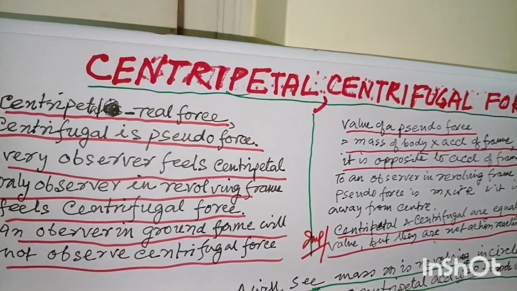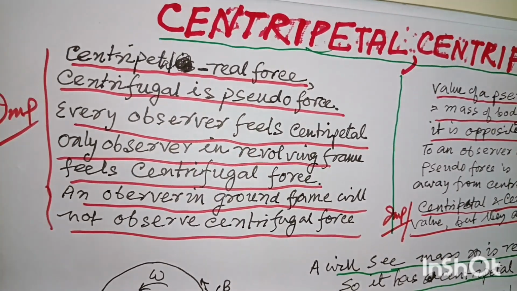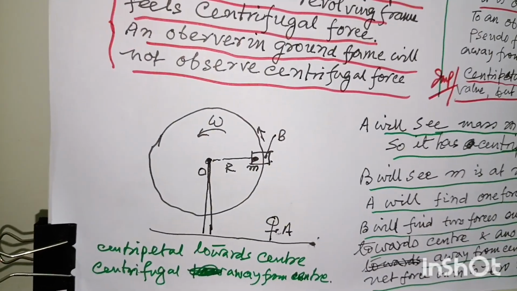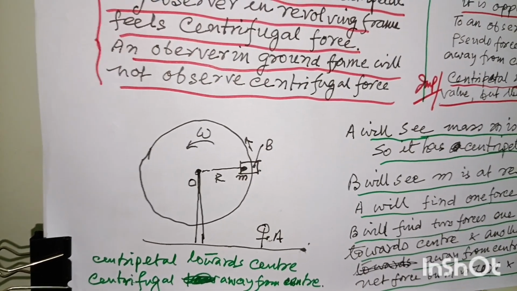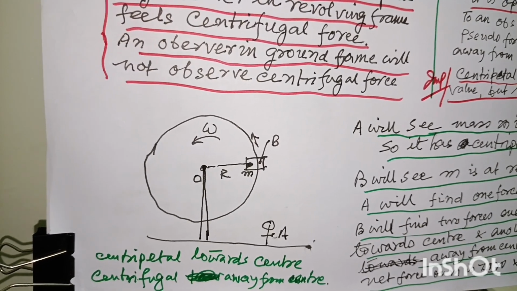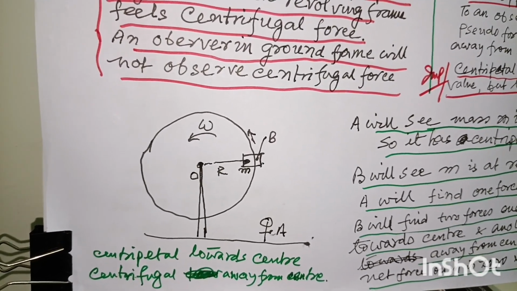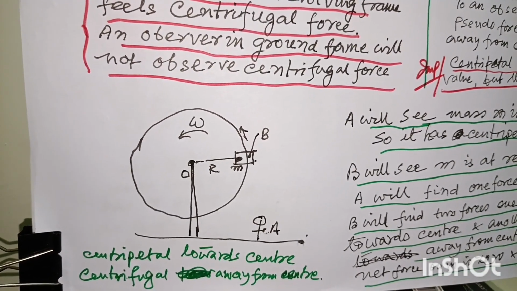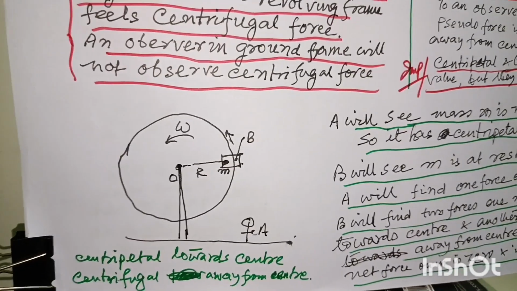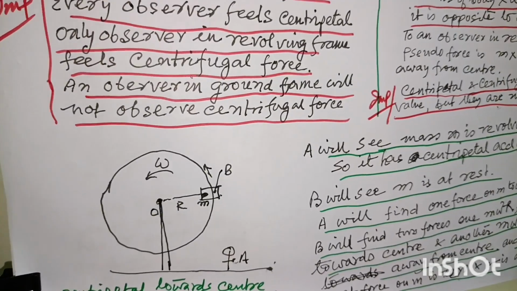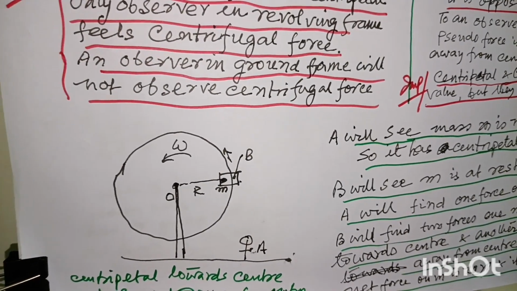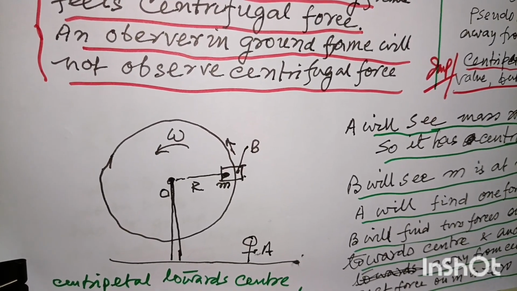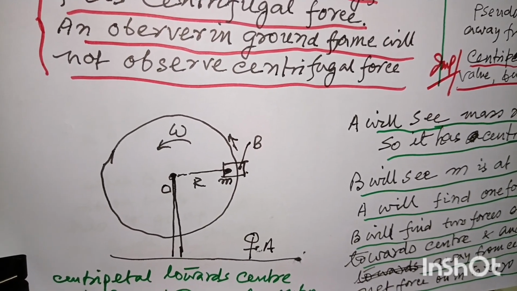Today's concept is centripetal and centrifugal force. Whenever there is circular motion, let us say a merry-go-round going in a circle with a constant angular velocity omega, and the radius of the circle is capital R. Definitely there will be a centripetal force, because without centripetal force there cannot be any circular motion. And this is uniform circular motion because omega is constant.